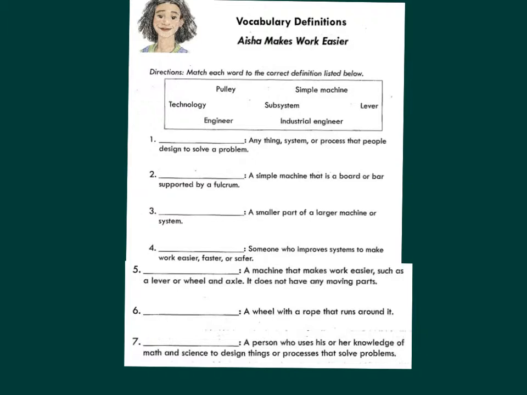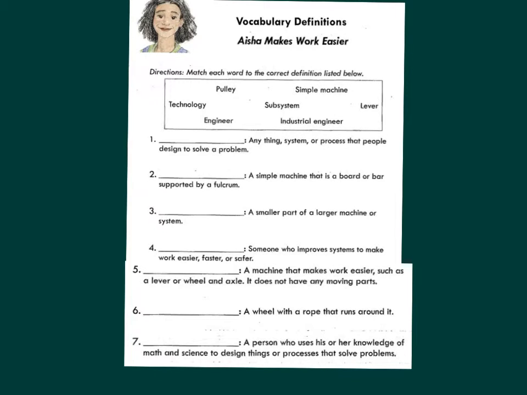1. Anything, system, or process that people design to solve a problem. Options: pulley, simple machine, technology, subsystem, lever, engineer, or industrial engineer. 2. A simple machine that is a board or bar supported by a fulcrum. 3. A smaller part of a larger machine or system.